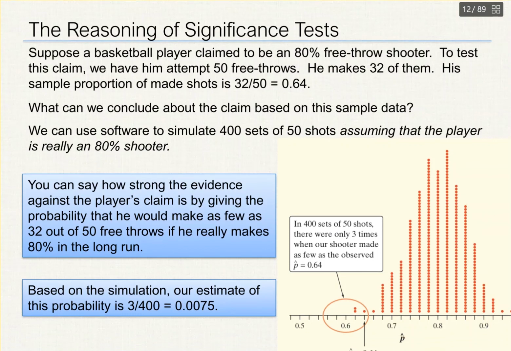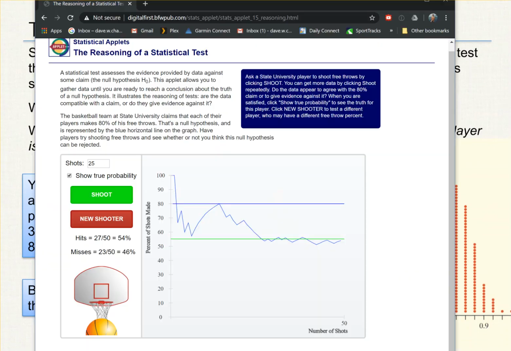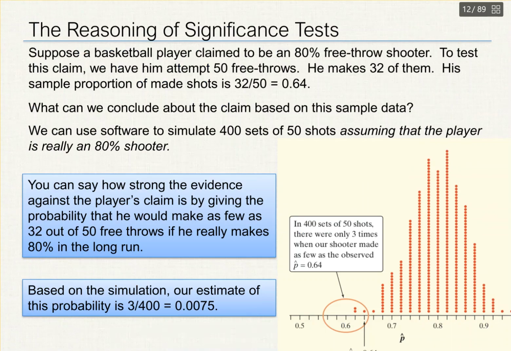All right, so back to the basketball player. Suppose a player claimed to be an 80% free throw shooter. To test this claim, we have him attempt 50 free throws. He makes 32 of them. Remember, in ours, he made 27, so even less than that. If we use software to simulate 400 sets of 50 shots, assuming that the player is really an 80% shooter, notice this right here is our distribution of p hat.